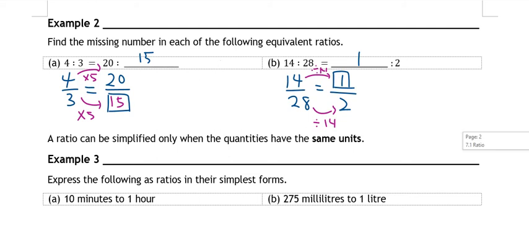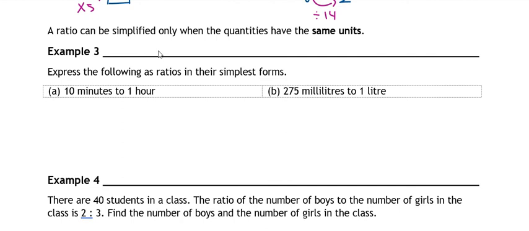Now, the next example is about when you have two different quantities with different units, you must make them into the same units. So example 2, express the following as ratios in their simplest form. Now here, you are making sure that both quantities are the same. As for me, I will just straight away go to the bigger number, which is 1 hour, and express it in minutes. So here, 1 hour times 60, you get 60 minutes.